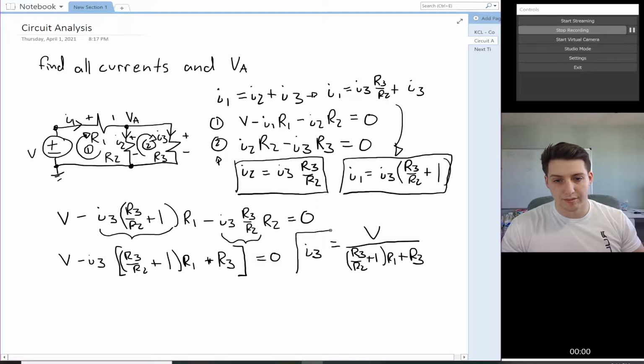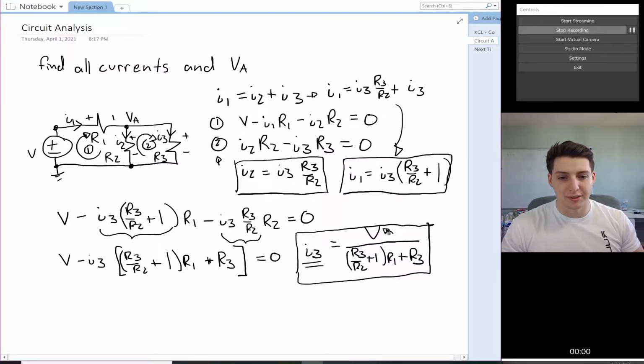So now what we can do is we know what I3 actually is now because we know what V is, we know our voltage, and we should know all the resistors. Those should be given in a problem like this. So we can find out what I3 is. Based off of that, we can find out what I2 is, and we can also find out what I1 is.